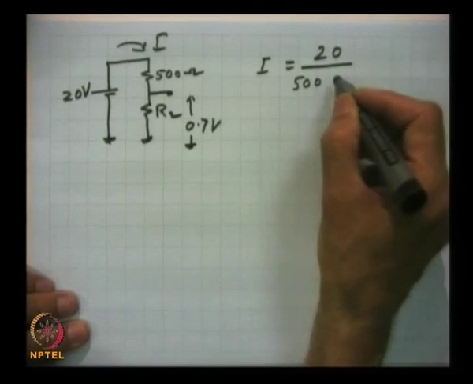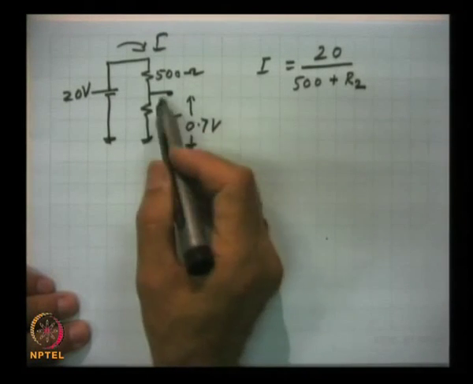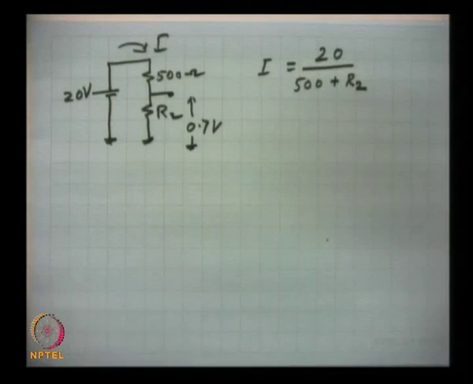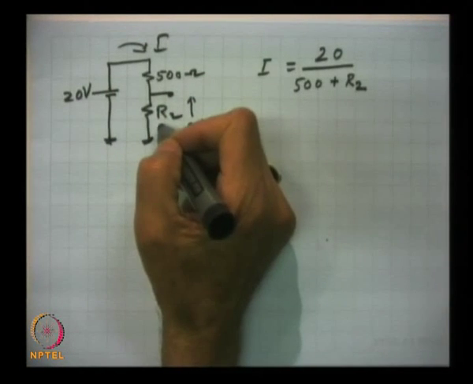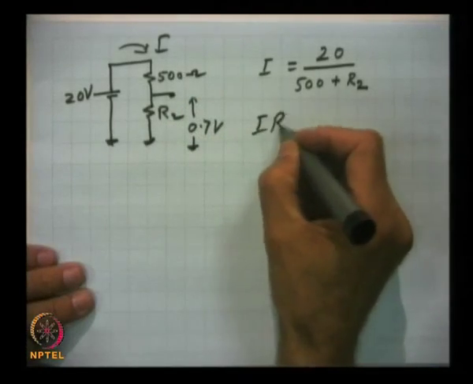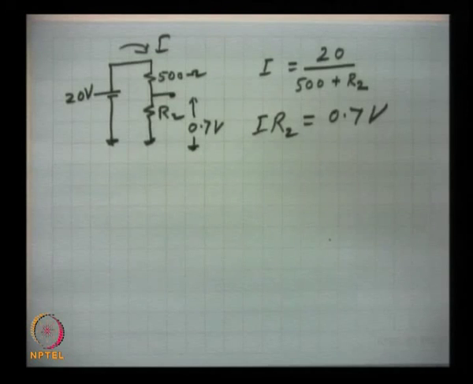So, 500 ohms plus R2. Now, this current passes through both these resistances. In a series circuit, the same current flows, and the voltages will be different. In parallel resistances, the voltages are the same, but different currents flow, mind it. So, I times R2 has to be equal to 0.7 volt.